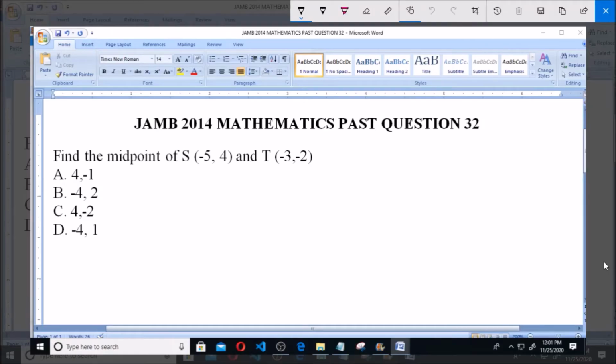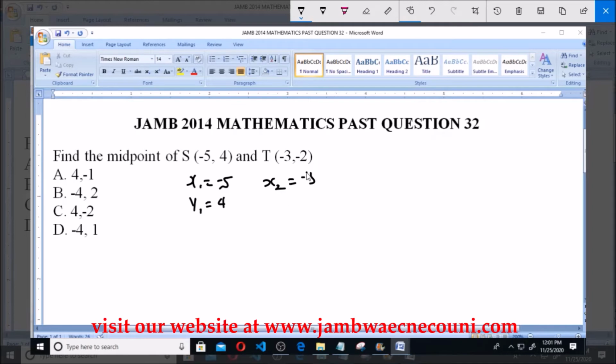I'll be answering JAMB 2014 Mathematics Past Question 32. Find the midpoint of S having a coordinate of -5 and 4 and C having a coordinate of -3, -2. Simply means that x1 is equal to -5, y1 equal to 4. From here, x2 equals -3 and y2 equals -2.